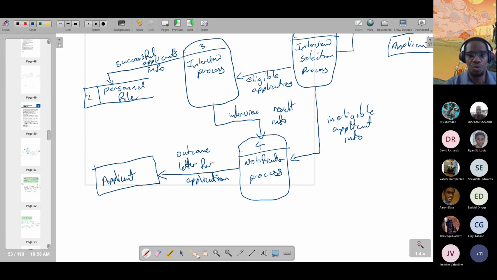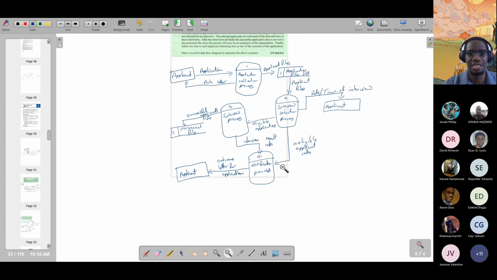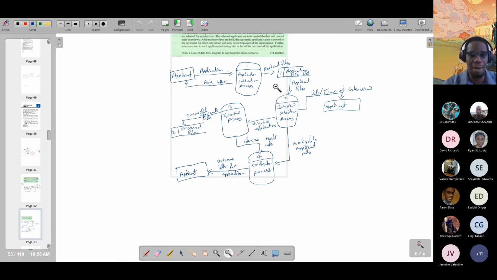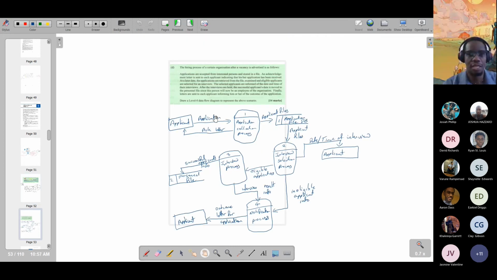And this now is the entire HR system, because we could see that the inputs and the outputs from the context diagram match the inputs and the outputs from the data flow diagram here. And that is important. You cannot have different inputs and outputs on each one of the two diagrams. Okay, so we have a couple minutes left. Any questions?